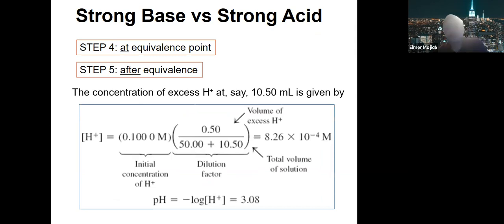Now, at step 4, at equivalence point, what's the pH? Anyone? So remember the titration last week? You just get the pH equal to whatever the Kw. So here, the pH is just equal to 7 because you have a strong acid and a strong base.